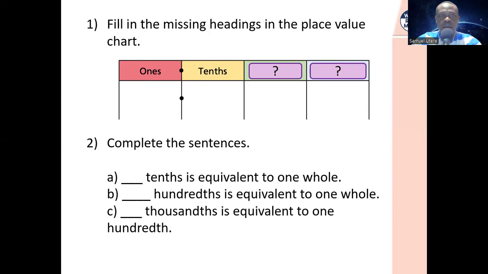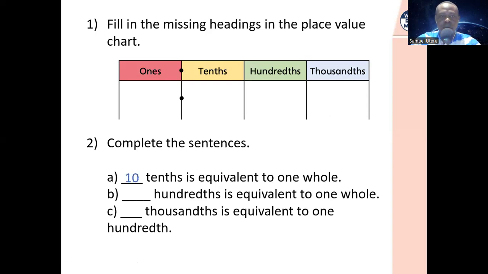Question 1, you were asked to fill in the missing headings in the place value chart. The first heading is ones. After the decimal point, we start to have what we call tenths, hundredths, and thousandths.